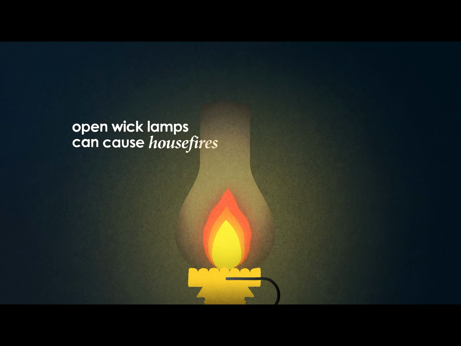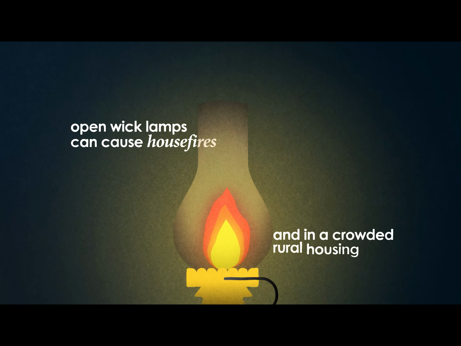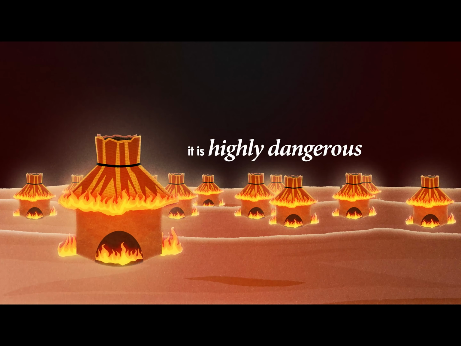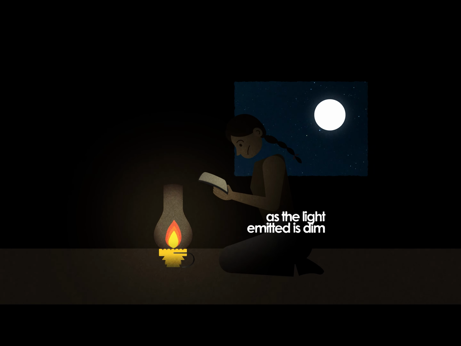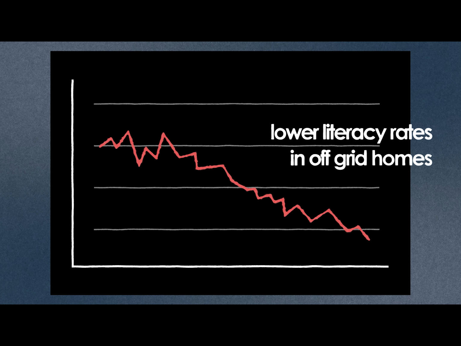And it doesn't end there. Open wick lamps can cause house fires, and in a crowded rural housing, it is highly dangerous. They also do not serve their purpose properly, as the light emitted is dim. It restricts children's studying, which results in lower literacy rates in off-grid homes. People pray for a dawn to their dark night.